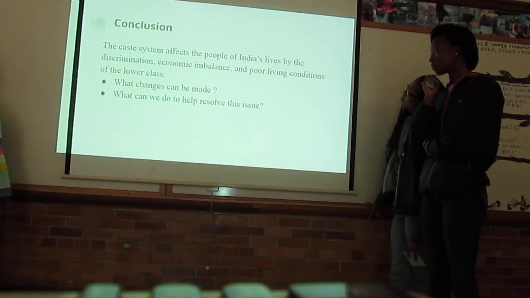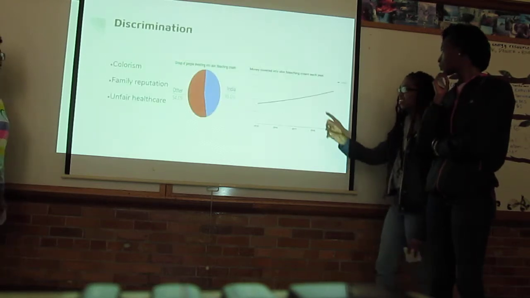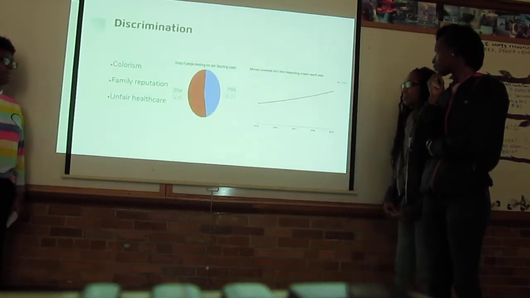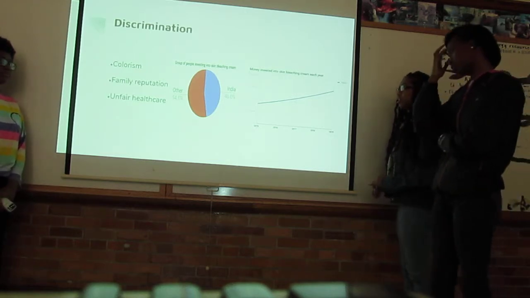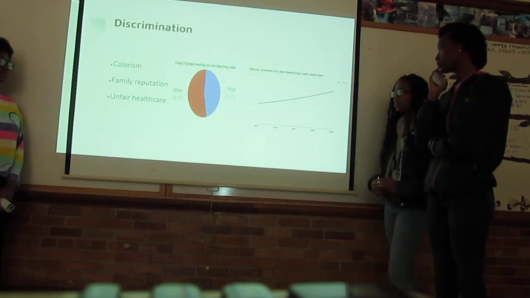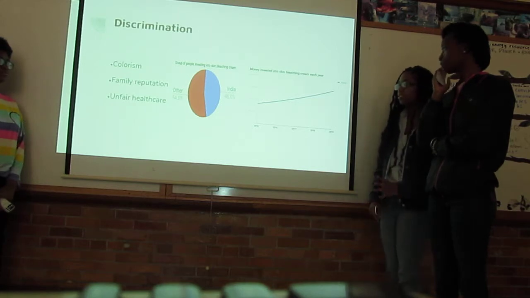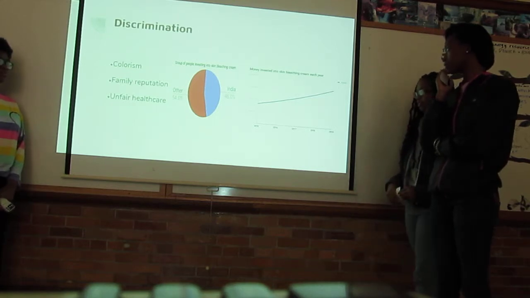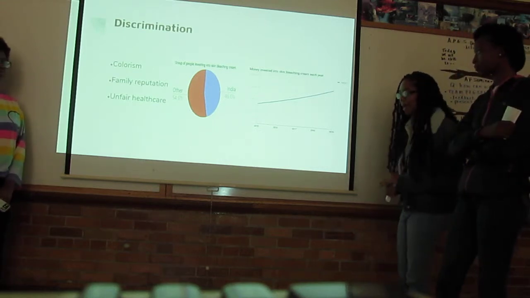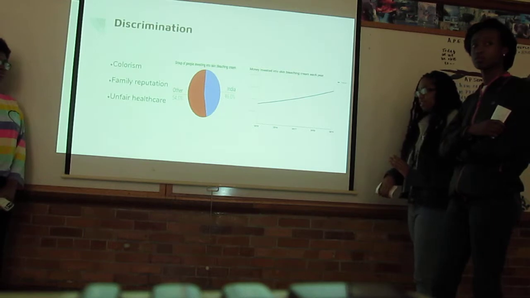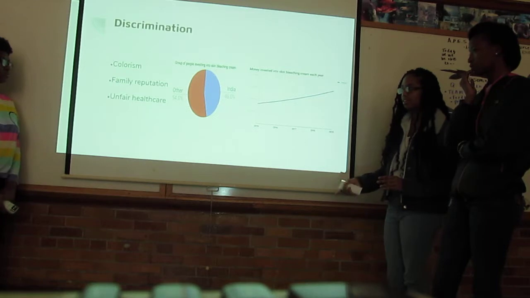Okay, yeah. Also, I want to go back to my slide for a second. There are also two issues that I forgot to talk about, which is family reputation. That basically means that from the time a person is born, the family caste they've already been put into basically determines how they live for the rest of their lives. And lastly, we have unfair healthcare, which stems from economic imbalance. People who can afford better healthcare are usually the people that are higher up in the caste, and people who can't afford it are usually lower in the caste.